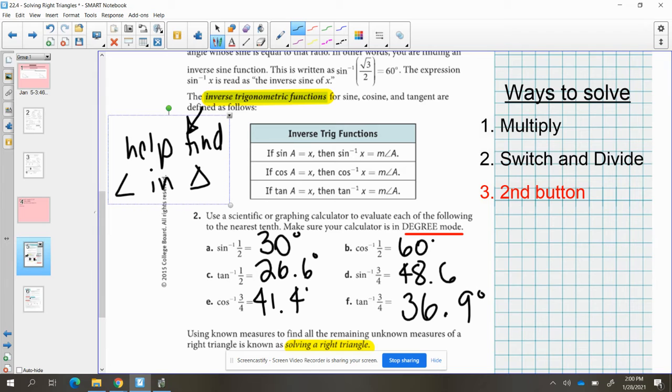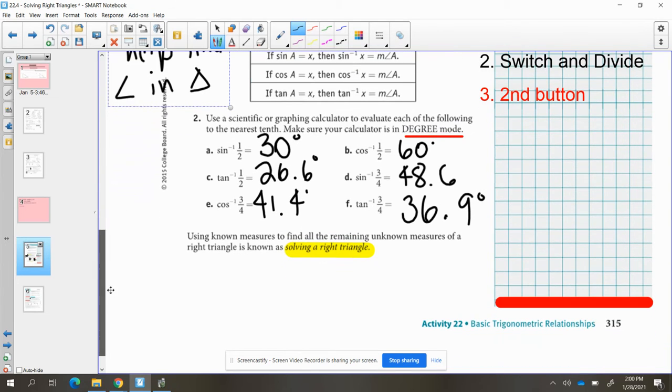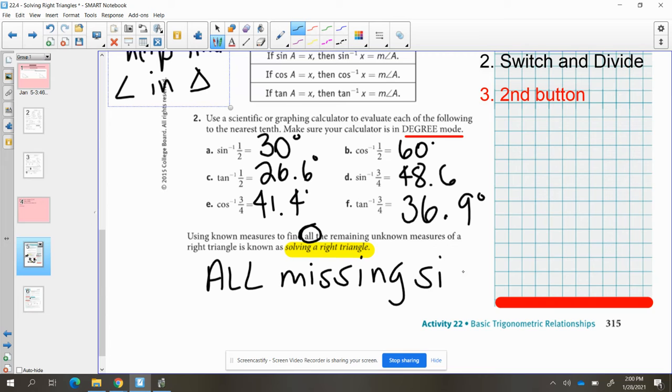36.9 degrees. Okay. Now, when we say we are solving a right triangle, that's when we are finding all of the remaining unknown measures. So finding all the missing sides and the missing angles is what we call solving for the whole triangle. Because now between trig and Pythagorean theorem, we should be able to find all of our missing sides and angles as long as we are given at least one side and one angle or two sides.